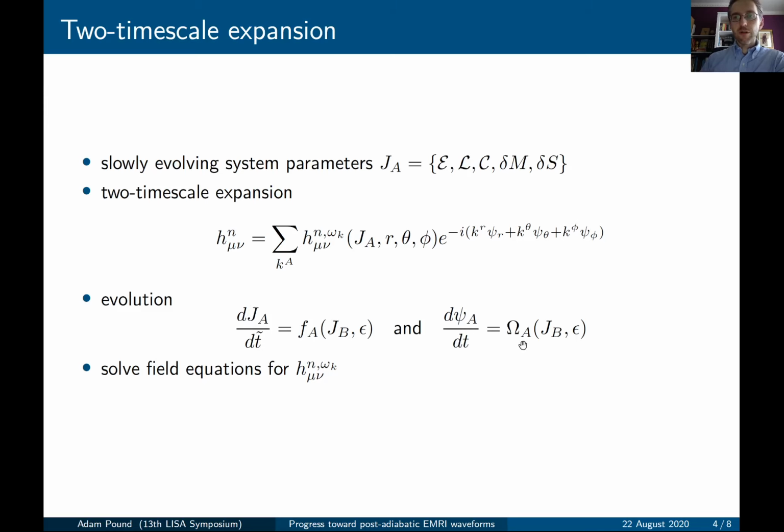Then these phases are evolving rapidly on the orbital timescale. So this, say, psi r would go from 0 to 2 pi over one radial oscillation, and psi phi would go 0 to 2 pi over one azimuthal oscillation. So you have these frequencies on the right-hand side, and here it's evolving on the timescale t rather than t tilde. So once you put this ansatz into your field equations, the phase factors factor out, and you just solve frequency domain field equations for these amplitudes as functions of the orbital parameters J.